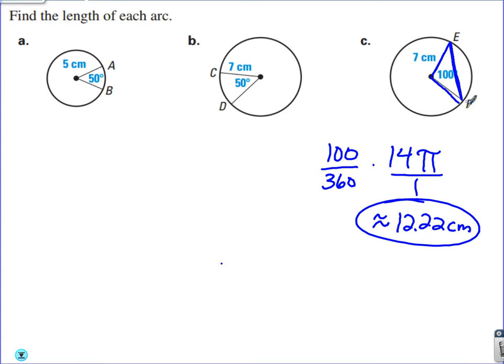Now, how in the world do we find the distance from E to F? Well, that's 7. This is 7 because they're both radii. You could do the law of sines or law of cosines to find the distance from E to F. The distance from E to F should be a little bit less than 12.22. Okay.